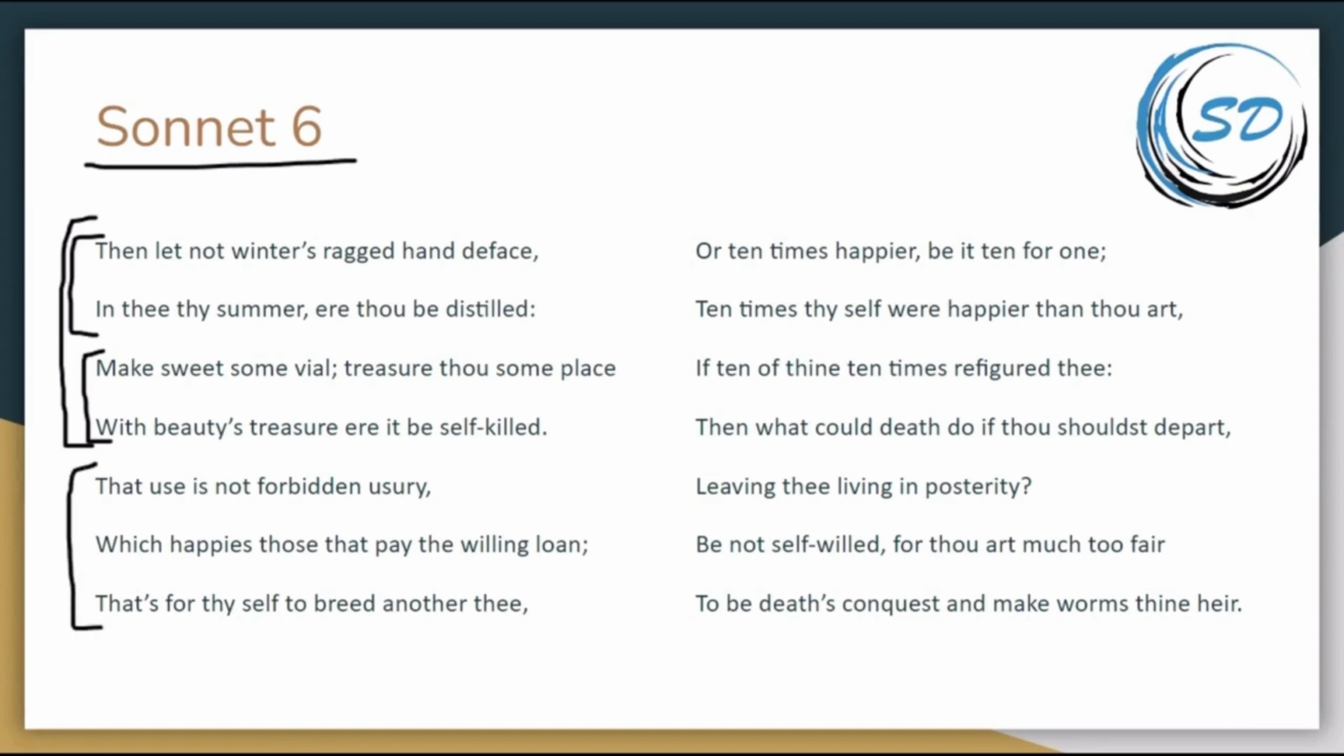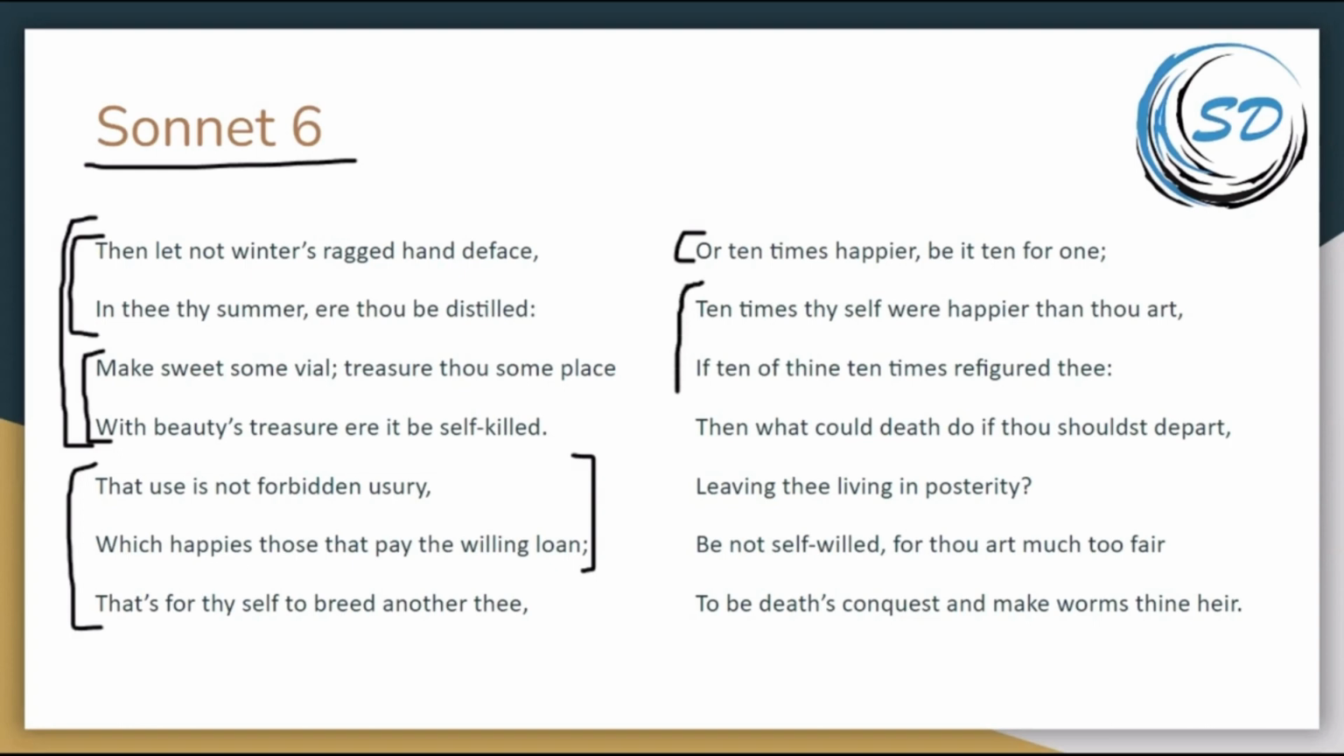The second quatrain introduces the concept of procreation and the notion that it is not a forbidden act, but rather a way to multiply and enhance one's happiness. The line, "That uses not forbidden usury, which happeth those that pay the willing loan," suggests that the act of procreation is not a form of selfishness or exploitation but rather a mutually beneficial exchange. It brings happiness to both the parent and the child, as each contributes to the continuation of beauty and life.